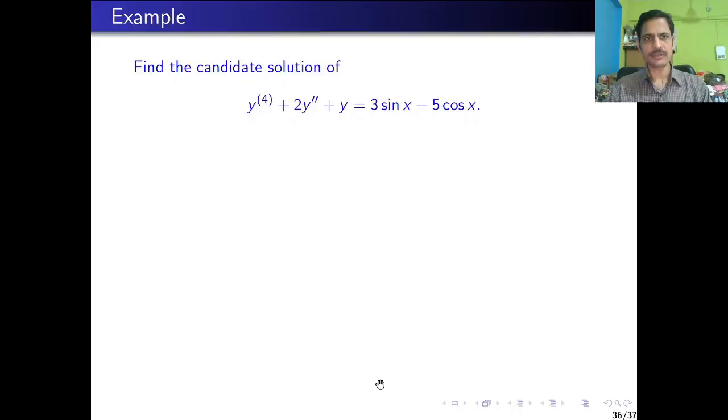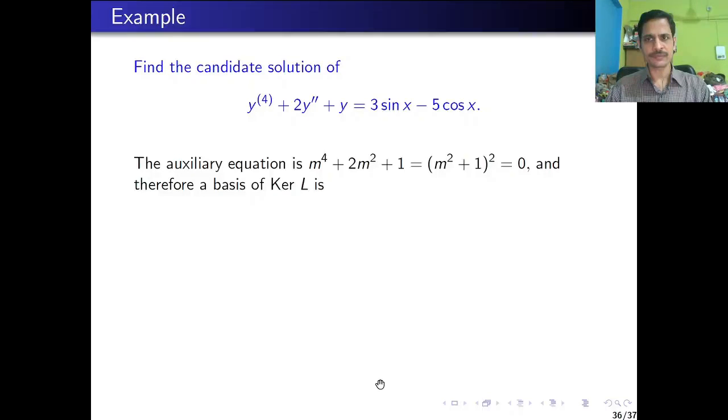The next example is to find the candidate solution of the fourth derivative of y plus 2y double prime plus y is equal to 3 sin x minus 5 cos x. We will use the Annihilator method in this case. The auxiliary equation here is m raised to 4 plus 2m square plus 1 equal to 0. That can be factorized as (m square plus 1) whole square equal to 0. Here the basis of the kernel L is cos x, sin x, x cos x, x sin x. We have already observed this previously, and the annihilator of the Rx here is D square plus 1.